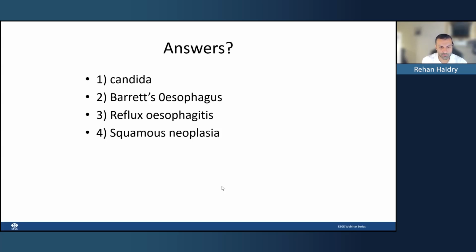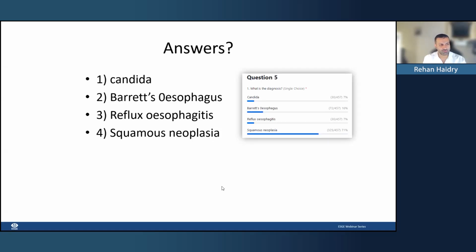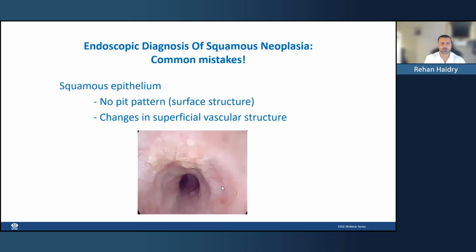So what you saw in that previous demonstration, as most of you, in fact the majority of you, have concluded, is an area of squamous neoplasia enhanced by Lugol's chromoscopy. So very well done. And what are the common mistakes? Endoscopic diagnosis of early squamous neoplasia in the Western scenario is very difficult because, unlike Barrett's esophagus, there is no pit pattern and the changes are in superficial vascular structure. So you need to be careful when you see things in the mid-esophagus.